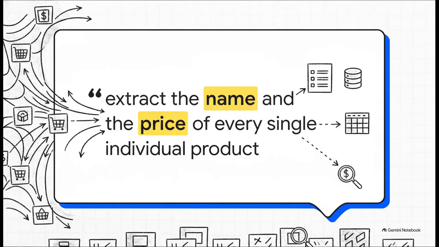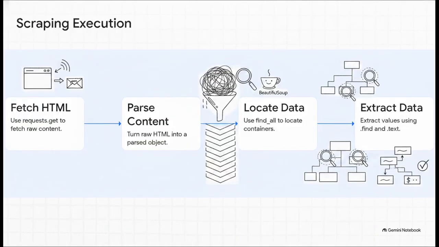Let's bring this all together with a genuinely practical e-commerce example. Just imagine you have a task. Properly extract the name and the price of every single individual product listed directly on a given e-commerce category page. By combining everything we've covered, you'd systematically execute 4 simple steps. First, you fetch that raw HTML with requests. Second, you parse the content with BeautifulSoup. Third, you map the DOM and locate every single product container using soup.findAll. And finally, you cleanly extract the specific name and price from each container using .find and .text. Honestly, it really is that elegant when it all comes together.